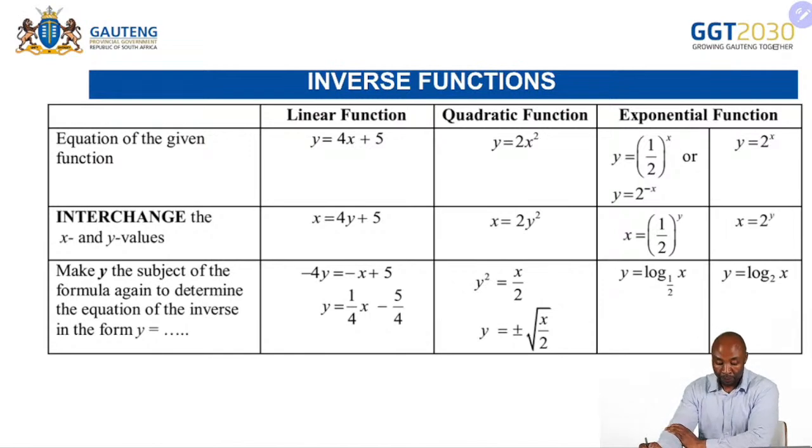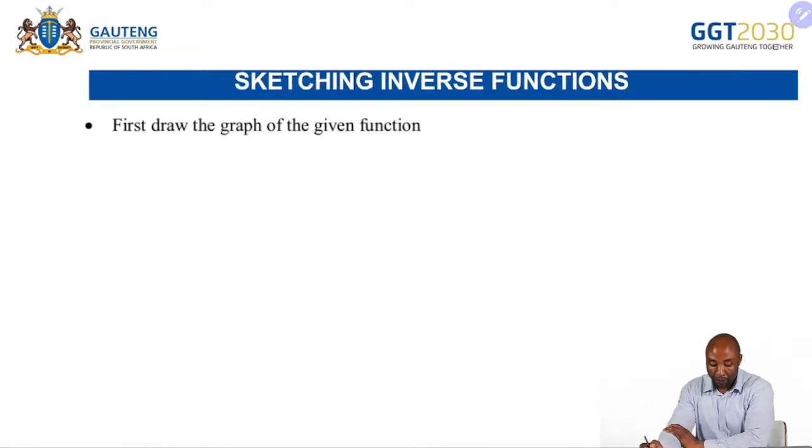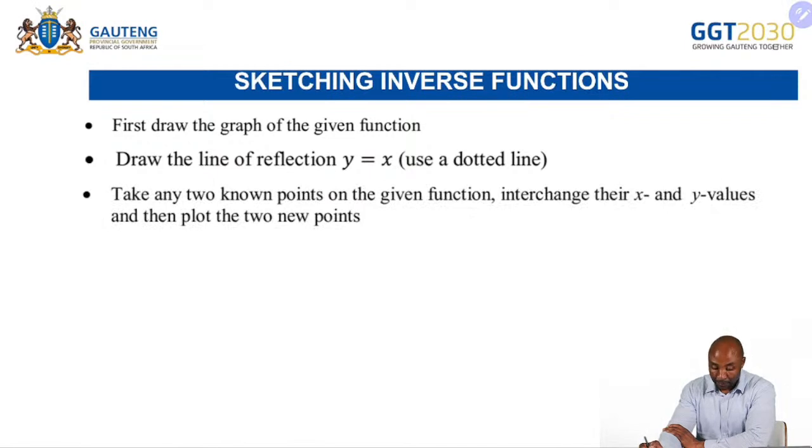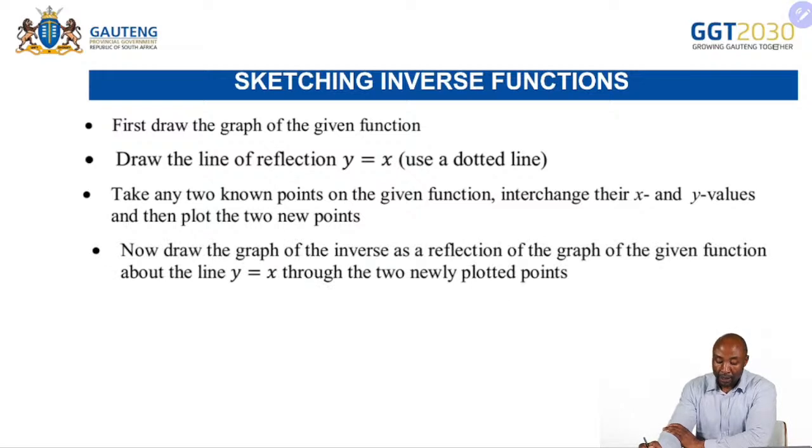I will move on now to the next part of sketching the inverse function. We know that we must draw the graph of the given function first. We draw the line of reflection. It makes it easier when you are doing them on the same set of axes so that you get the shapes right. You must have at least 2 points so that you are able to just swap the coordinates. Whatever is our x-intercept becomes our y-intercept. Whatever was our y-intercept becomes, you just interchange x and y values.